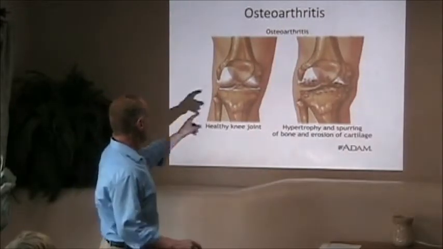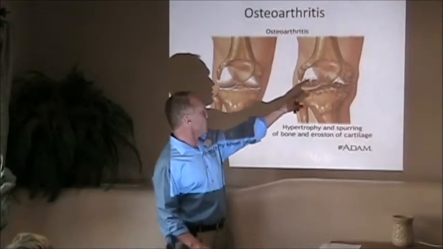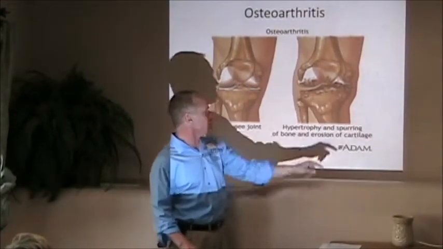Here's another cartoon, healthy knee joint, nice smooth cartilage, synovial fluid bathing that. This cartilage is gone, bone on bone, there's bony spurs there.